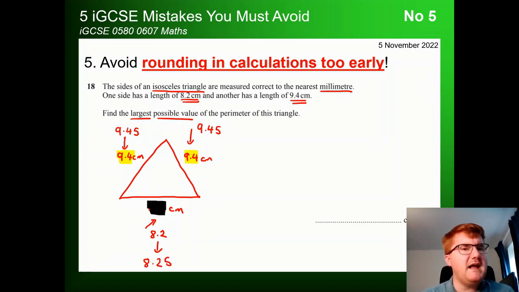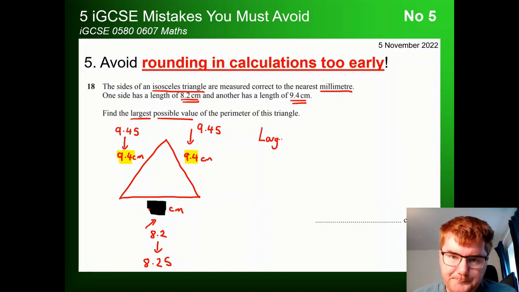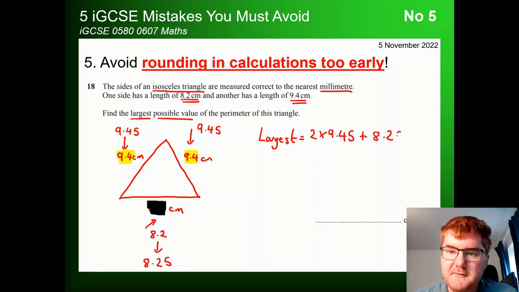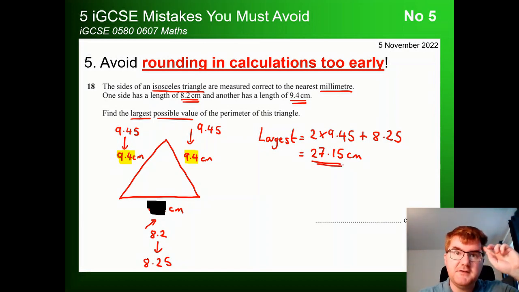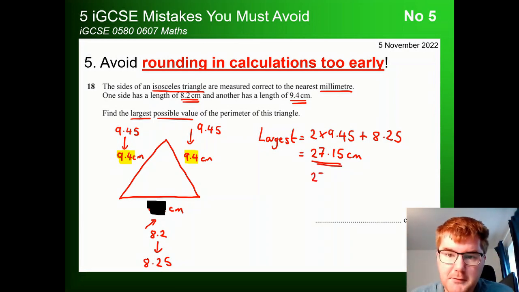Now you're probably thinking, where does this 0.5 come in? But it's going to come in now. So if we want to work out the largest possible perimeter, well, we need to add these together. So we have two lots of 9.45, and then we add 8.25 to it. Now if we do that calculation on the calculator, we're going to get 27.15 centimeters. Now the problem here, and this is what a lot of students have done, they've gone, I've got my answer here, I always need to round to 3 significant figures, and then they put 27.2 centimeters down.